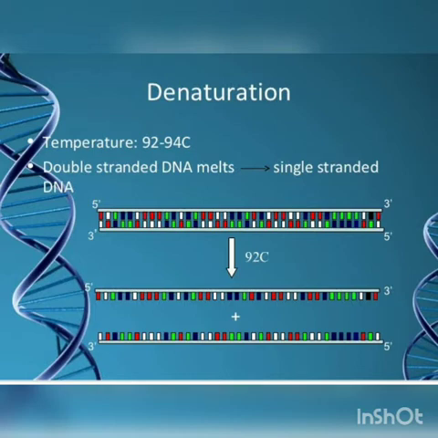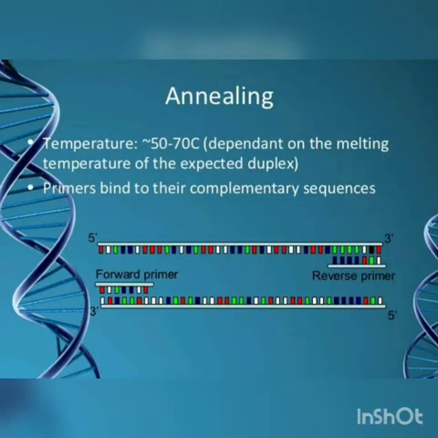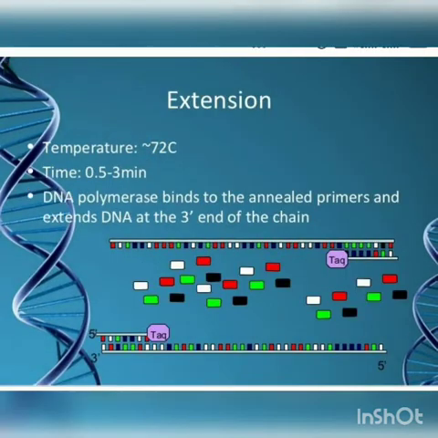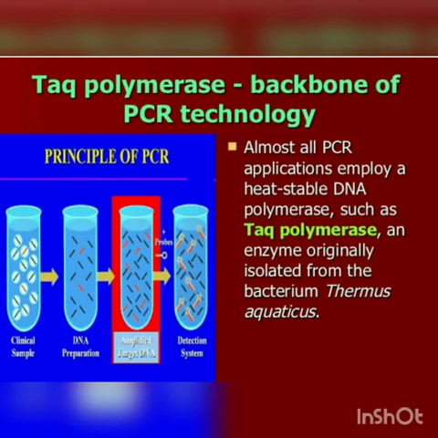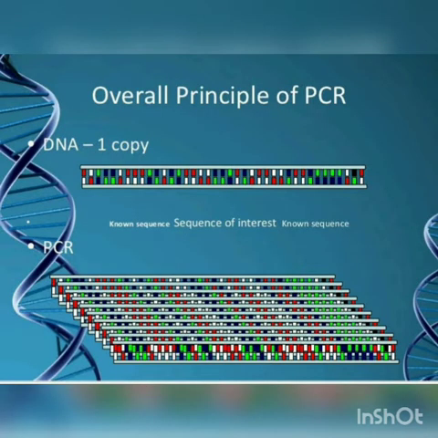This is called denaturation. Each strand is allowed to hybridize with a primer, that is called primer annealing. The primer template is used to synthesize DNA by using TAQ DNA polymerase. What is meant by TAQ? That means it is a bacterium called Thermus aquaticus. Thermus aquaticus DNA polymerase is an enzyme which helps to synthesize a large number of DNA copies.